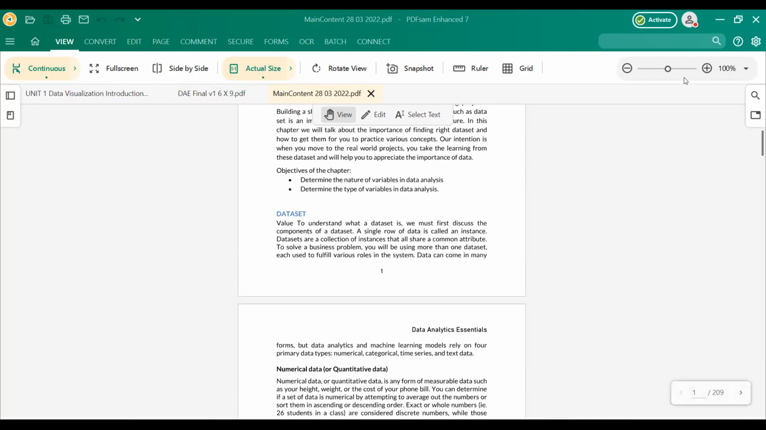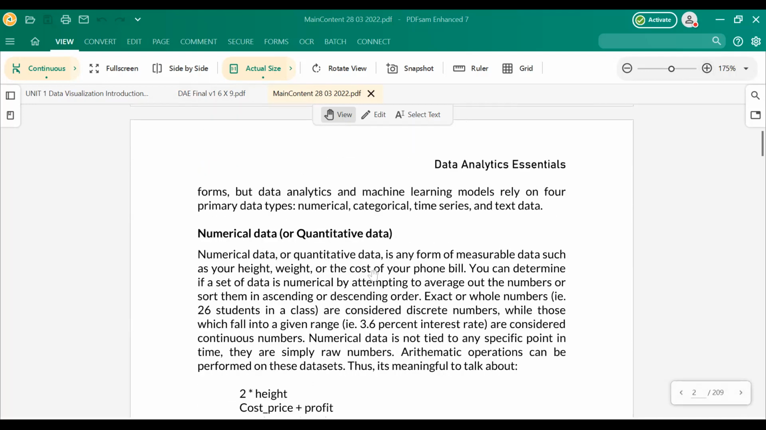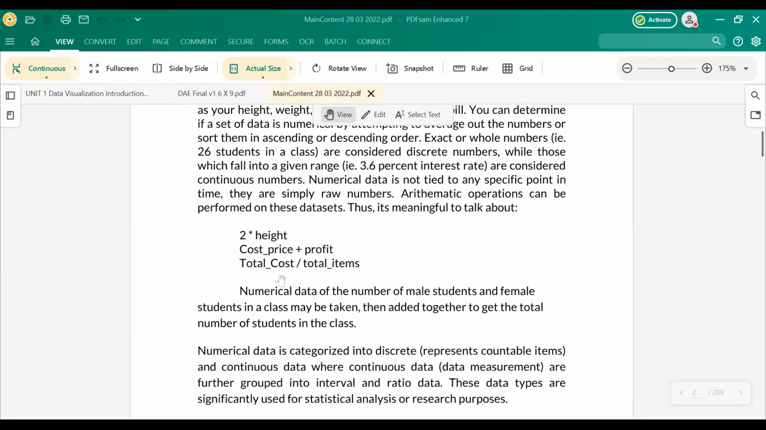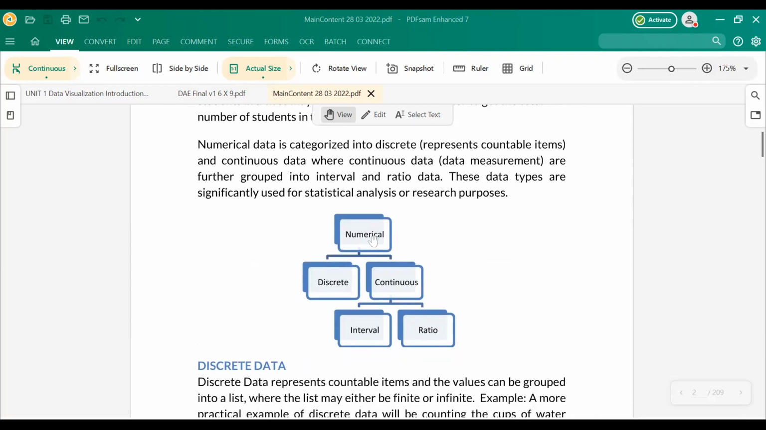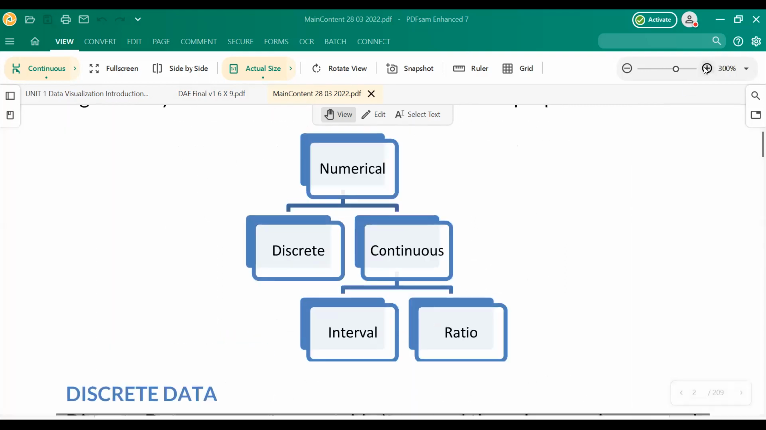Okay. So this is what I was talking about. Data set, right? Numerical. It's called numerical or quantitative data, like height, cost price, total cost, number of male students, number of female students in a class. These are all your numerical data. They are called discrete data also, countable. So your numerical can have discrete and continuous. What is the meaning of discrete and continuous?